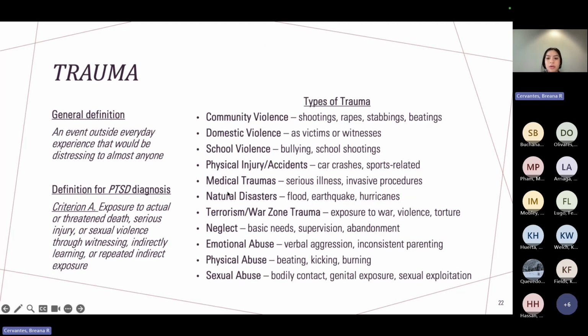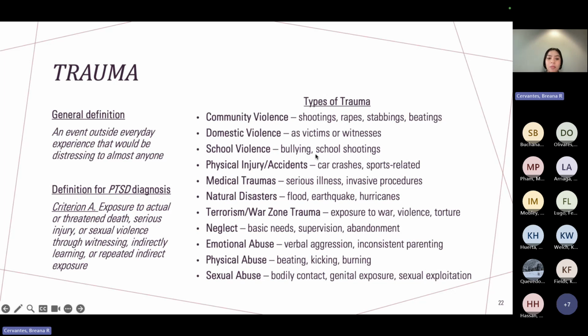Also medical traumas could be something important that I always forget about, but it does constitute something that would warrant a PTSD diagnosis as far as what satisfies criterion A. So like serious illness or an invasive procedure, if you think of a little kid who had to go through something really invasive that basically threatens death, that might count. Physical injury or accidents, if that threatens death, then that could potentially be one.